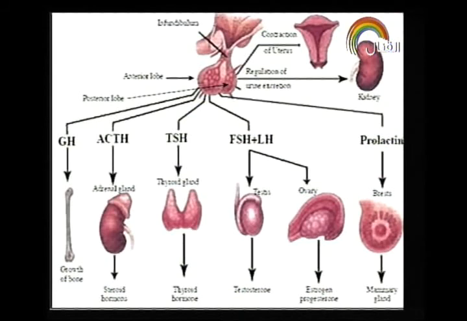Growth hormone and some stimulating hormones, FSH, LH, prolactin, and it also affects the contraction of the uterus, and secretes hormones to control the secretion of the adrenal gland.